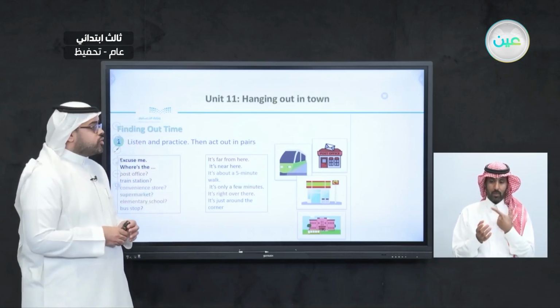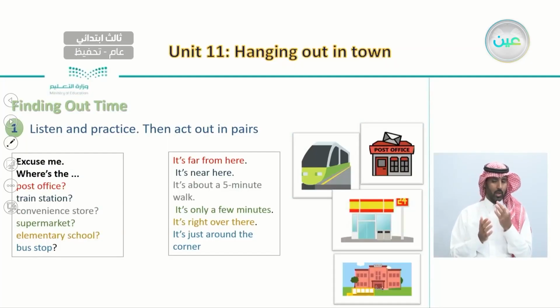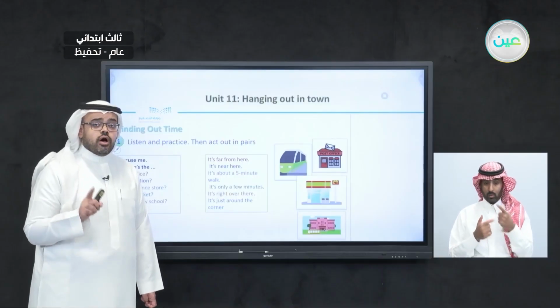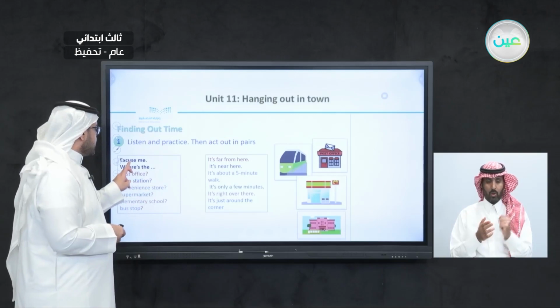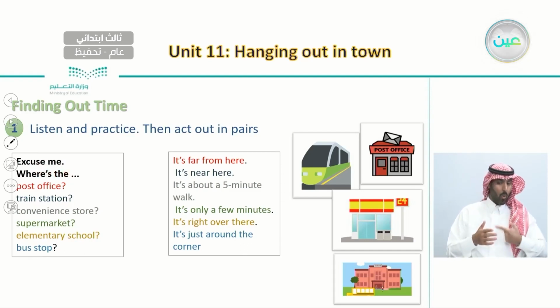So let's start with our first exercise. We're going here to listen and practice and then act out in pairs. So, if you want to ask about a place in a town, you will always start with, excuse me, where is the, and then you name the place.